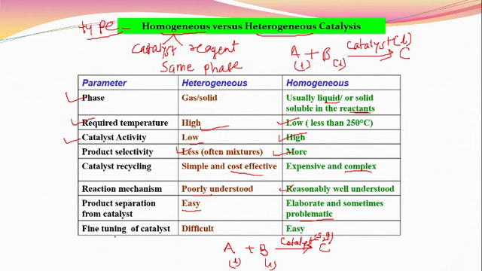Here the fine tuning of catalyst is difficult in the heterogeneous catalyst, and in case of homogeneous it is very easy. These are some parameters related to the heterogeneous catalysis and the homogeneous catalysis. In this course, we are going to learn the homogeneous catalyst. Why? Because the organometallic compound forms a homogeneous phase with the reactant. And that's why we are going to learn the homogeneous catalysis by using an organometallic catalyst.